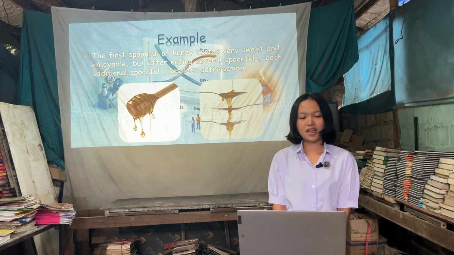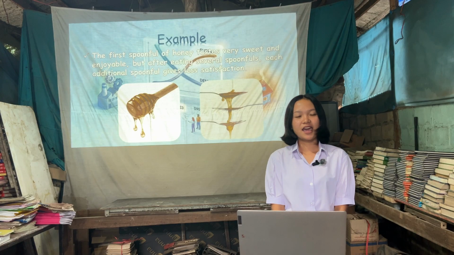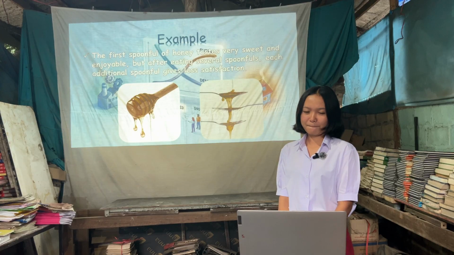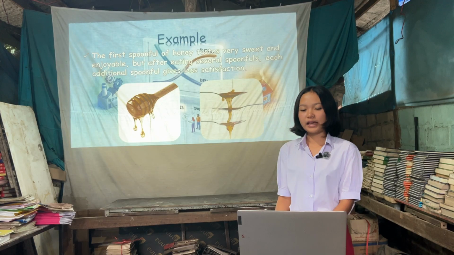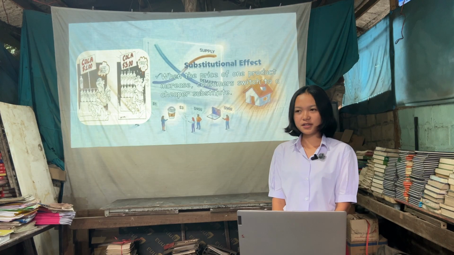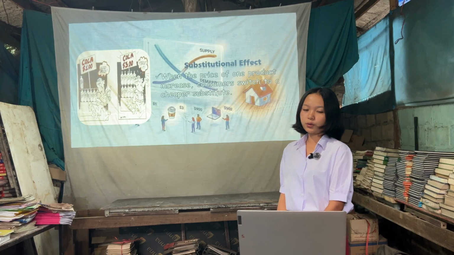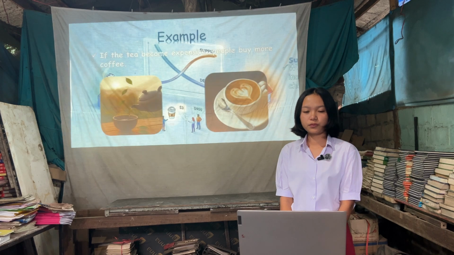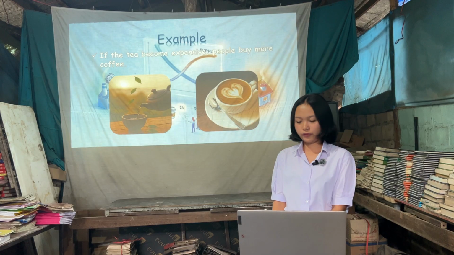For example, the first spoonful of honey tastes very sweet and enjoyable, but after several spoonfuls of honey, each additional spoonful gives less satisfaction. Substitution effect: when the price of one product increases, consumers switch to a cheaper substitute. For example, if tea becomes expensive, people buy more coffee.